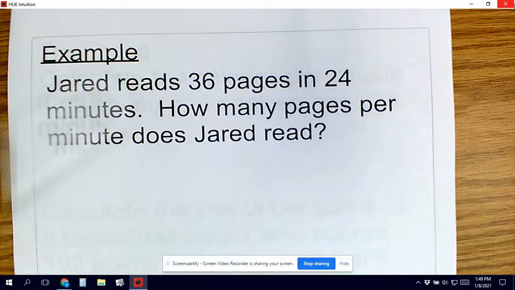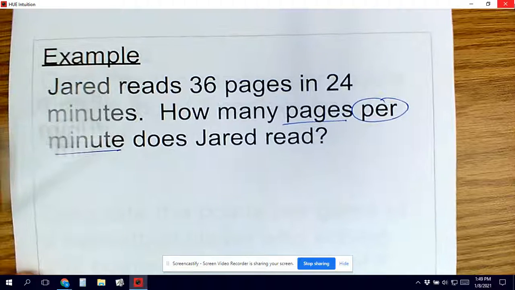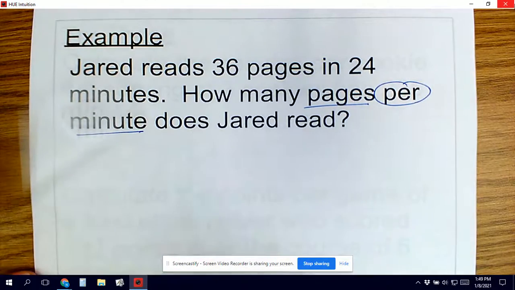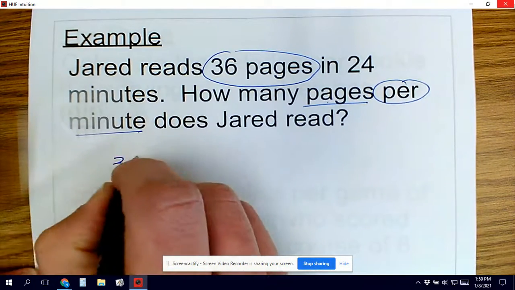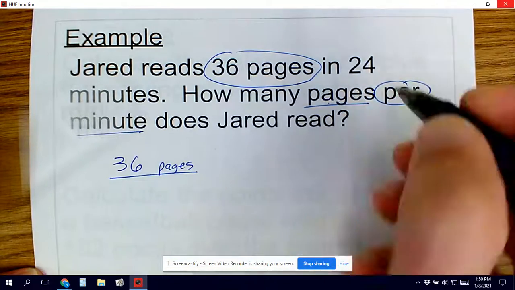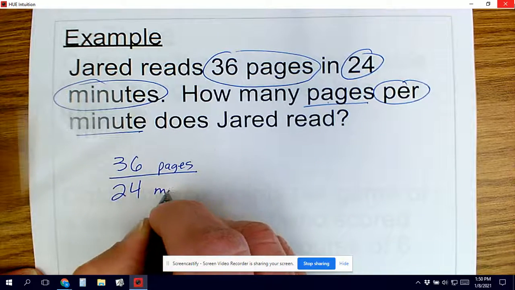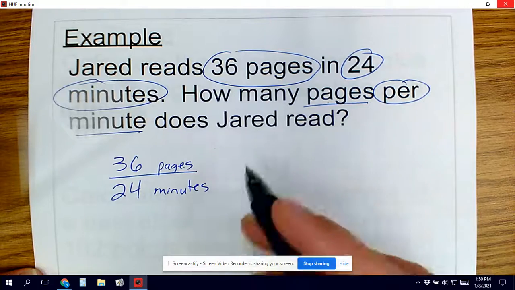All right, our final example. Jared reads 36 pages in 24 minutes. How many pages per minute does Jared read? Let's go ahead and set up our initial rate. Pages first. We know he reads 36 pages. 36 pages. Comparing that to how long it took him, 24 minutes. So our rate, 36 pages is 24 minutes.